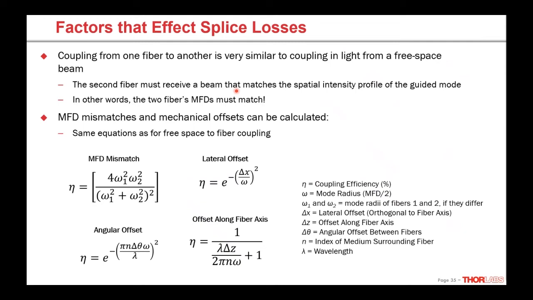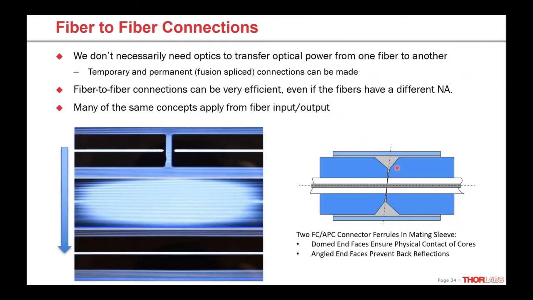So if you're talking about coupling two fibers together, what that means is the mode field diameters of these two single mode fibers must match. So if we have two fibers with identical mode field diameters and we have perfect mechanical alignment, you can get basically no loss through a splice or a junction.